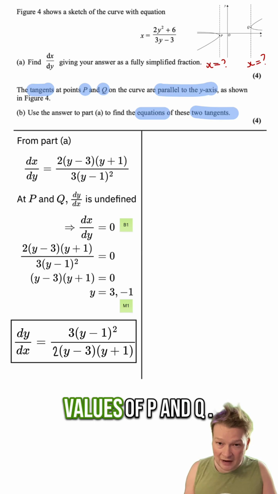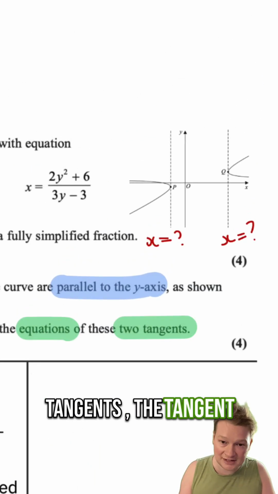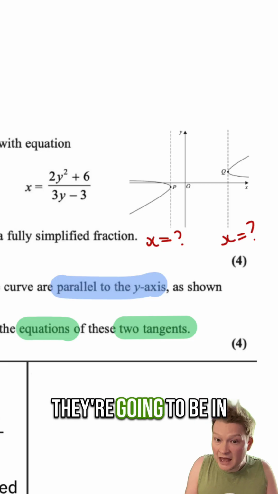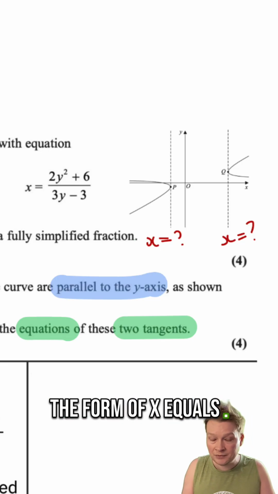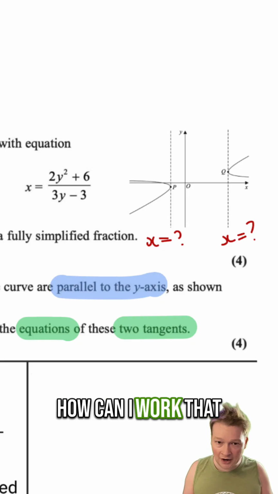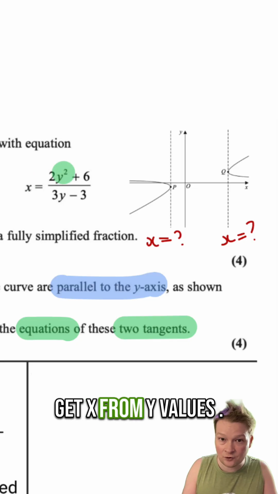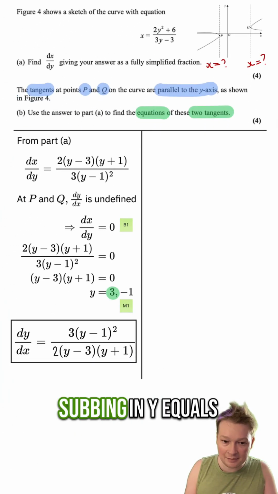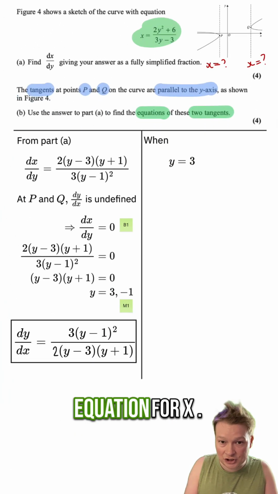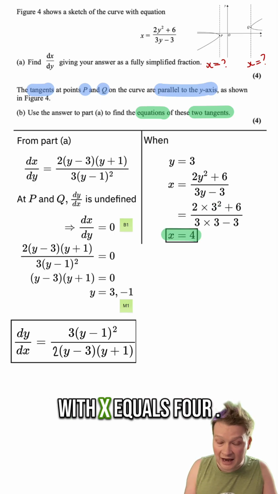But those are the y values of P and Q. We were asked for the equations of the two tangents, the tangent at P and the tangent at Q. They're going to be in the form of x equals. So I don't need the y values, I need their corresponding x values. How can I work that out? Well, we've got this handy equation here that tells us how to get x from y values. So let's start by subbing in y equals 3 into this equation for x. So replacing each of these y's with 3, doing the number crunching, we end up with x equals 4.